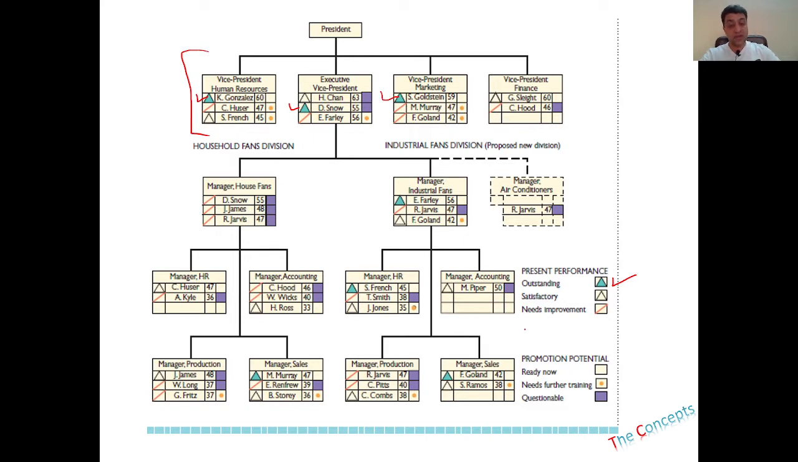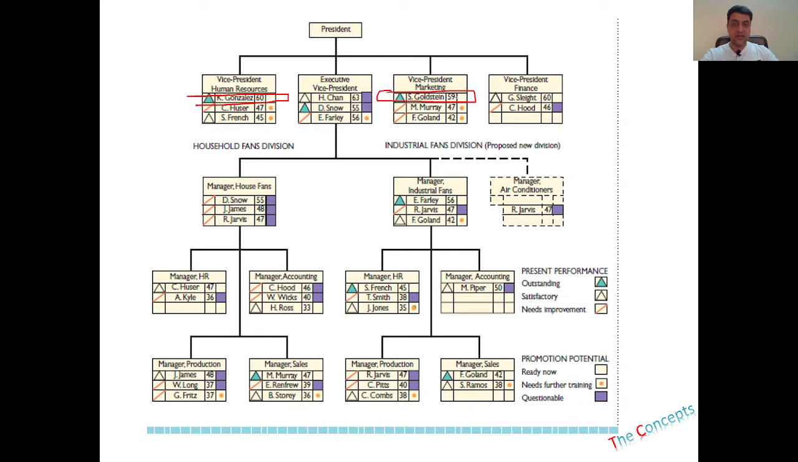Now let's also look at who is ready to be promoted to the next level. So we need to look at this sign. So this sign is there with this person, and these two. But the problem is now we have to see which person has the ready now potential to be promoted and also has the outstanding performance. So we are down to these two people, this person and this person.